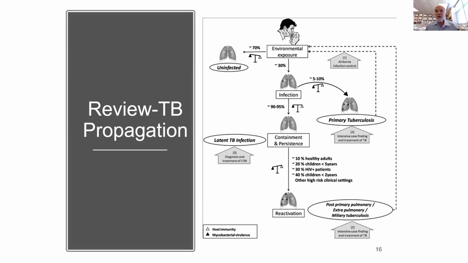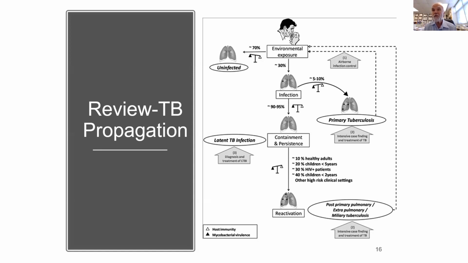He had laryngeal tuberculosis, and three of the, I don't know how many people were there, but three people converted positive on their QuantiFERON after that exposure. So laryngeal TB is highly infectious. Cavitary TB is infectious as well. But you can see there, after exposure, depending upon the degree and the extent, 30% will become infected with it. And of that 30%, 5 to 10% will develop primary TB or active tuberculosis. But the majority, 90 to 95%, will develop latent TB, which is called contained or persistent TB.